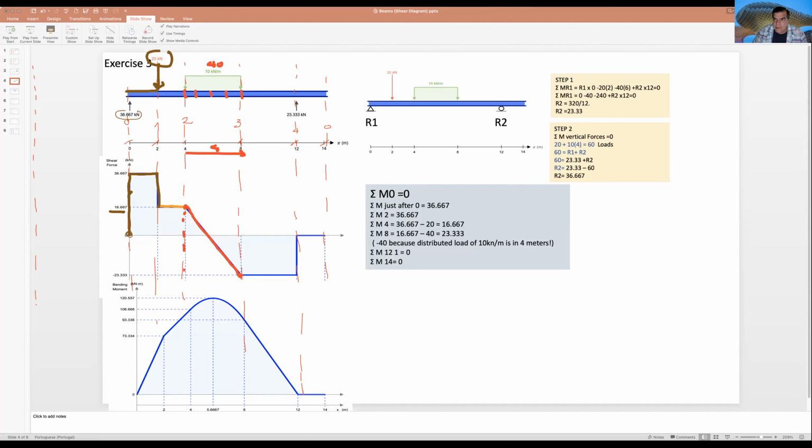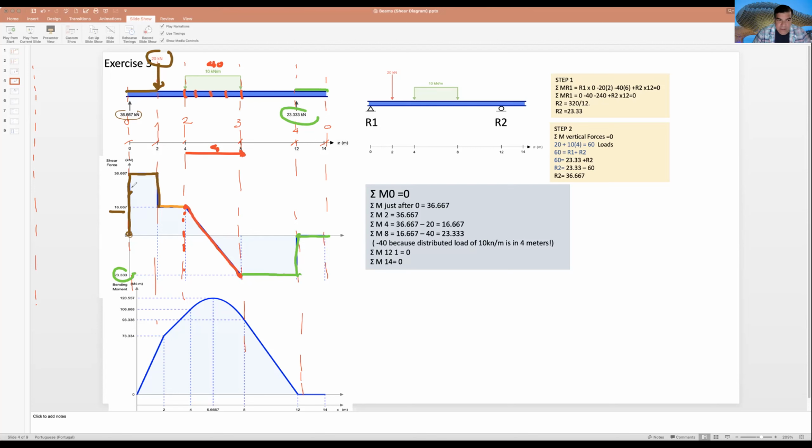Next step, nothing happens. Because nothing happens, I go straight. And after I have 23, well, from 23, I need to go minus 23. I arrive to 0. Because here there is nothing, I continue going straight. And my diagram is ready.